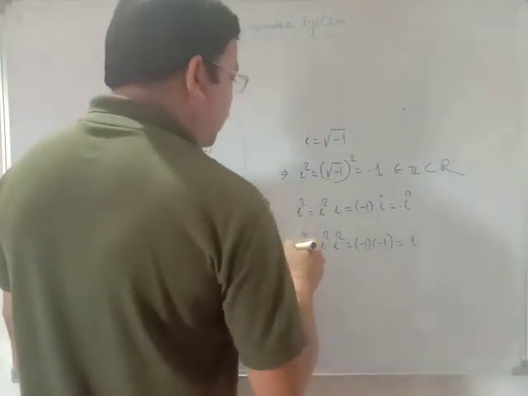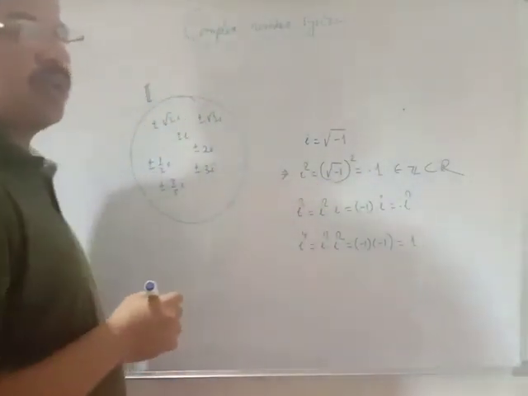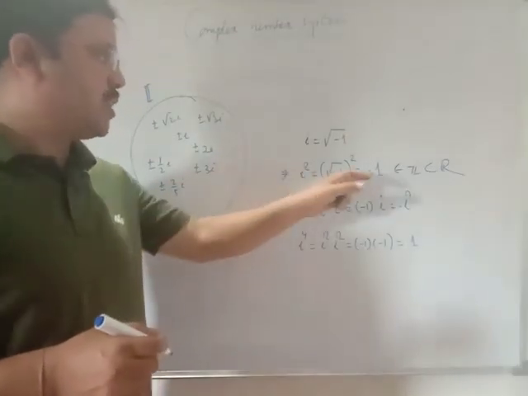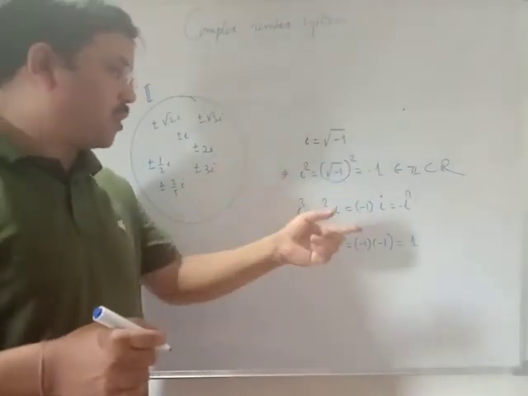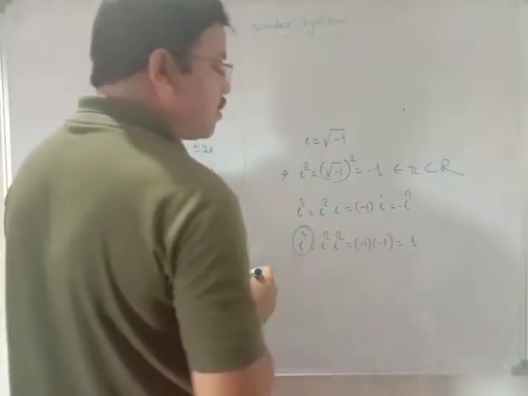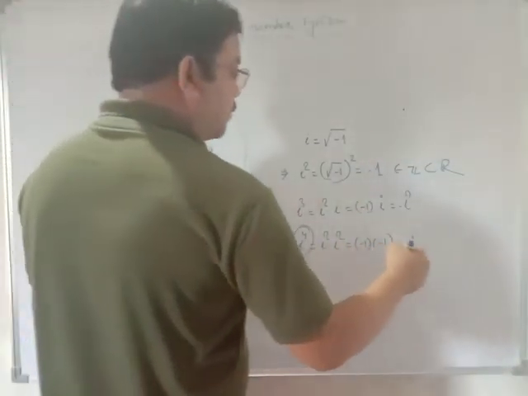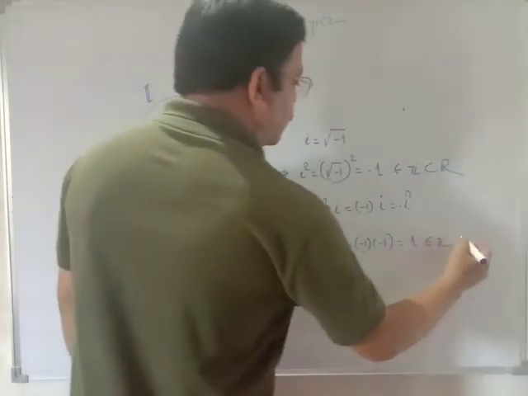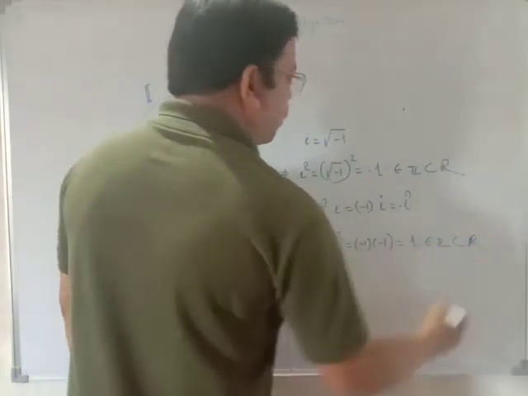So it is much better than I square and other numbers, because I square is real but it is minus 1, while I to the power 4 is plus 1. So you have to always target I to the power 4. It is a very good number. I to the power 4 gives you 1, a subset of R.